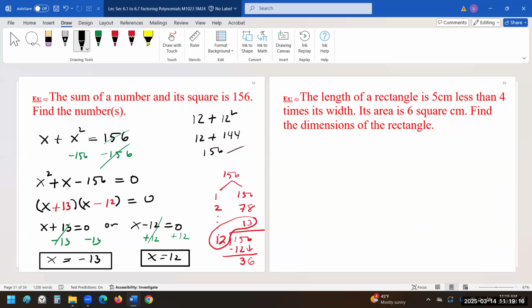Next question. We have a rectangle. So let's say this is the length and this is the width. The length of a rectangle is 5 centimeter less than 4 times its width. The area is 6 square centimeter. What's the dimension of the rectangle?